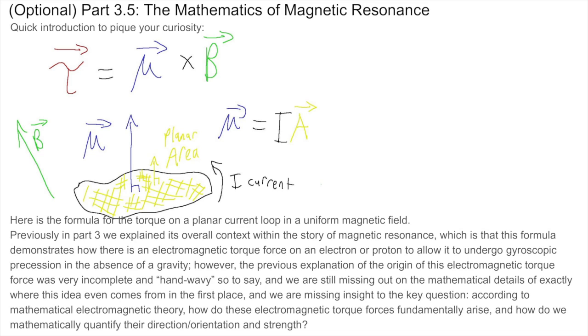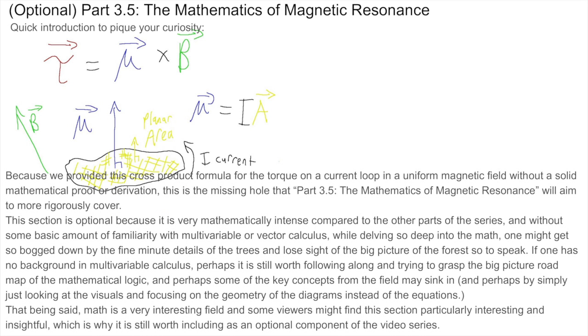However, the previous explanation of the origin of this electromagnetic torque force was very incomplete and hand-wavy, so to say, and we are still missing the mathematical details of exactly where this idea comes from in the first place, and we are missing insight into the key question. According to mathematical electromagnetic theory, how do these electromagnetic torque forces fundamentally arise, and how do we mathematically quantify their direction/orientation and strength? Because we provided this cross-product formula for the torque on a current loop in a uniform magnetic field without a solid mathematical proof or derivation, this is the missing hole that Part 3.5, the Mathematics of Magnetic Resonance, will aim to more rigorously cover.